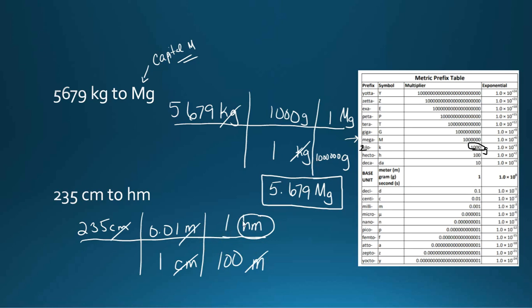So I multiply it across the top. 235 times 0.01 times 1 divided by 100. And I get the final answer when I plug into my calculator of 0.0235 hectometers. Okay. So this is how to do dimensional analysis with the metric prefix table.